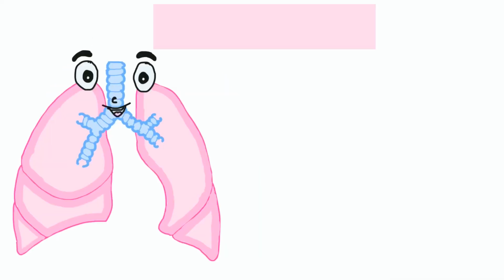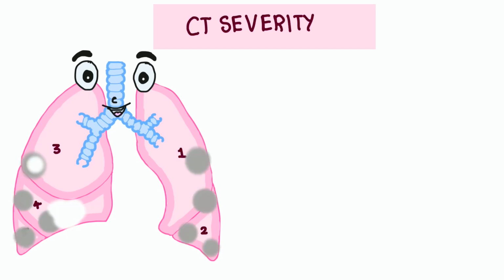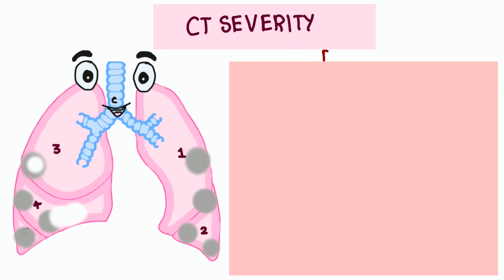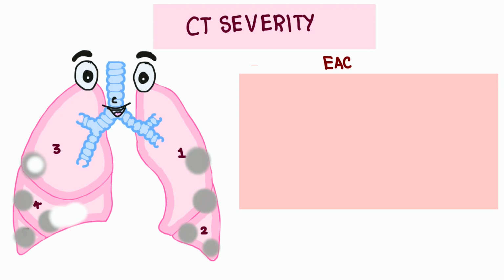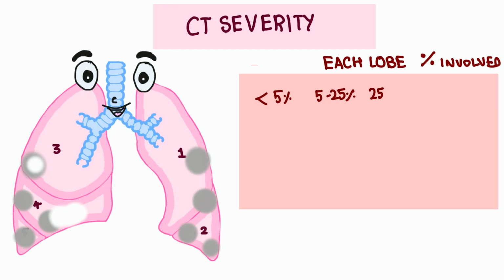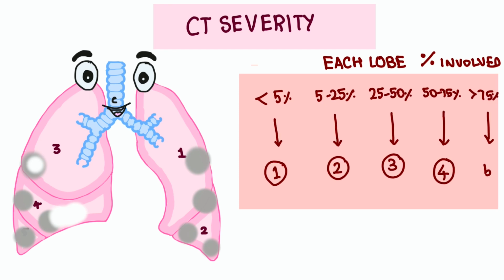If you do it in the very early stage, you can be falsely reassured that no changes are there in a CT. Next is the CT severity score. As we know, left lung has 2 lobes, right lung has 3 lobes. In each lobe, according to the percentage of involvement, we are giving marks. If it is involved and less than 5%, 1; 5 to 25, 2; 25 to 50, 3; 50 to 75, 4; and more than 75%, 5. So total score you are calculating.